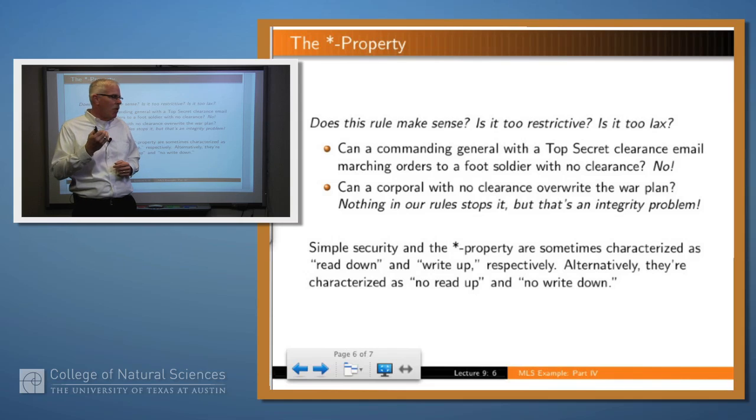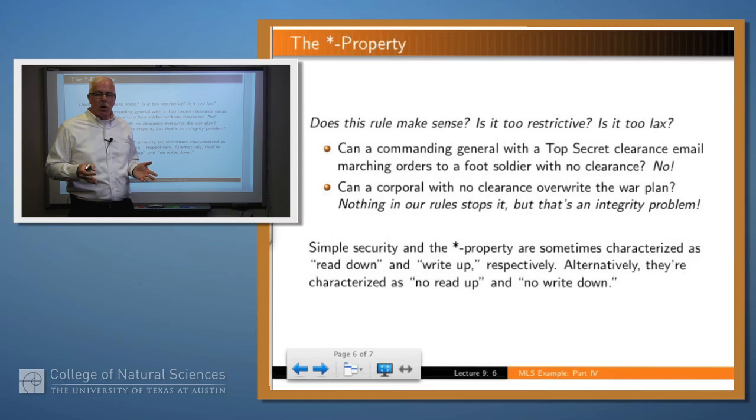Okay, the second question you might want to ask is, can a corporal or a private or somebody with no clearance overwrite the war plan? Well, surprisingly enough, the answer is there's nothing in this set of rules which precludes that. But remember the proviso that we made in an earlier lecture, that what this set of rules is talking about is confidentiality. And if somebody overwrites the war plan, that's not a violation of confidentiality. That's a violation of integrity. And these rules are not about integrity. If we want to control that, which we certainly do, then we have to put other rules in place, which we'll talk about several lectures hence.